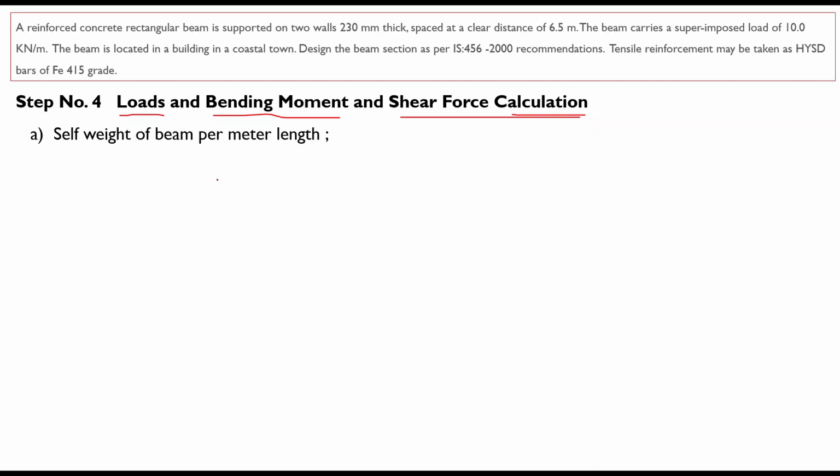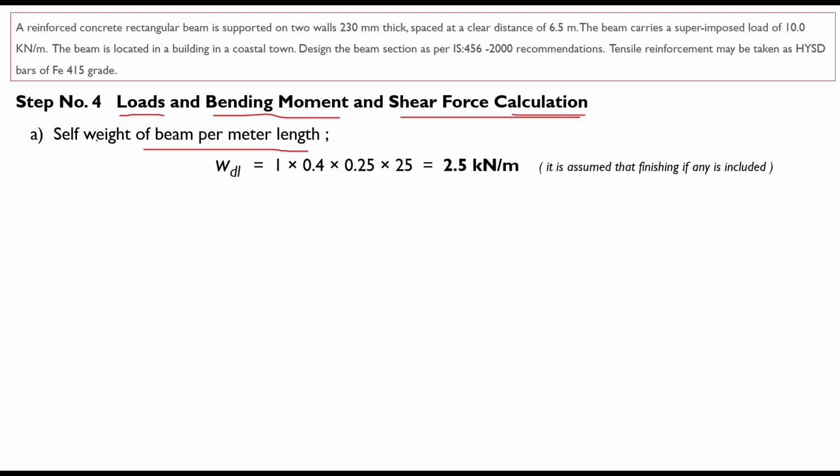Now first of all, the very first step is we have to calculate the self weight of the beam per meter length based on the dimensions which we have already assumed, and sometimes it is also known as dead load. So WDL we can say is the dead load of the beam section per meter length. So this is 1 meter into 0.4, the overall depth of the section, 0.25 the width of the section, and 25 the unit weight of the reinforced cement concrete.